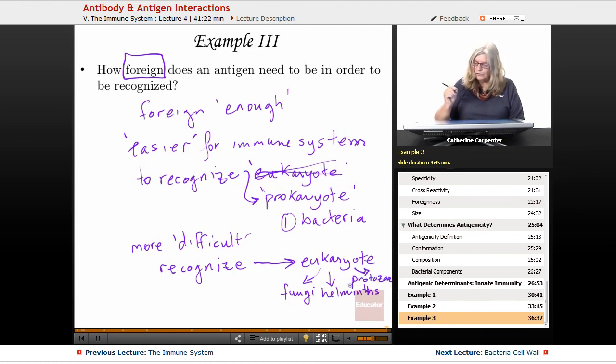Now, there are lectures for each one of those organisms, so I highly recommend you refer to those lectures to get a better handle on how the immune system recognizes those organisms. So, in relationship to the question, how foreign does the antigen need to be to be recognized? It needs to be foreign enough. And this whole lecture, at least in relationship to antibodies and antigens, is really devoted to that particular question.